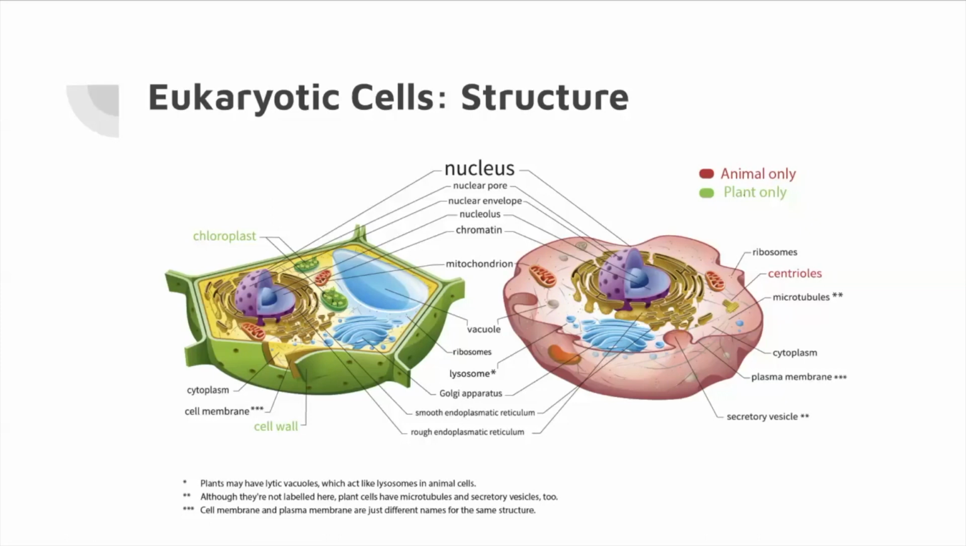For eukaryotic cells, their DNA is kept in a separated region called the nucleus, which is kept away from the rest of the cytoplasm of the cell with another double-sided membrane.